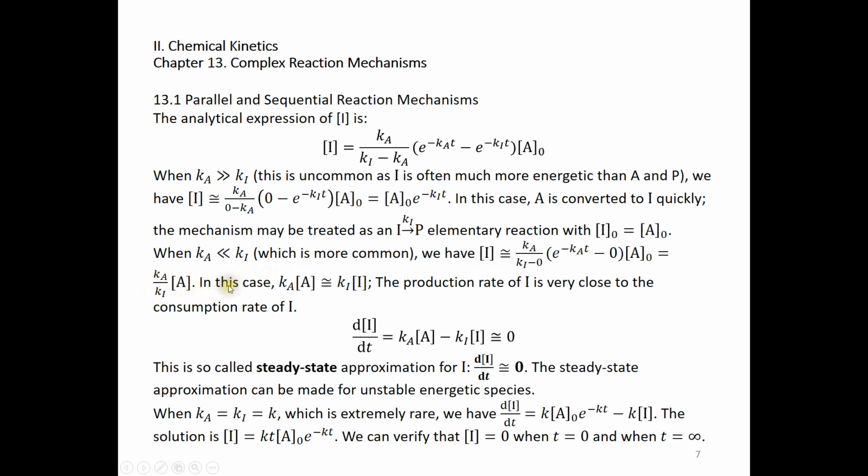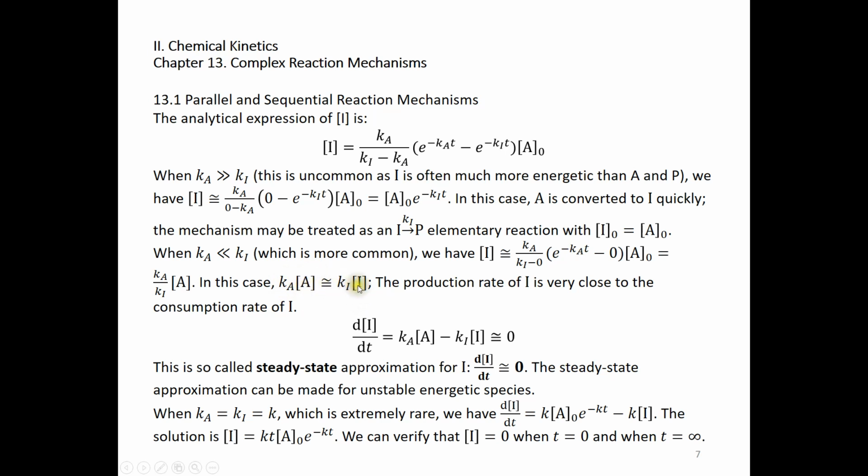In this case, we see, since I is equal to Ka over Ki times A, we can rearrange this equation. We get Ka times A equals Ki times I. What does this mean? Well, Ka times A is the production rate of I. Ki times I is the consumption rate of I.